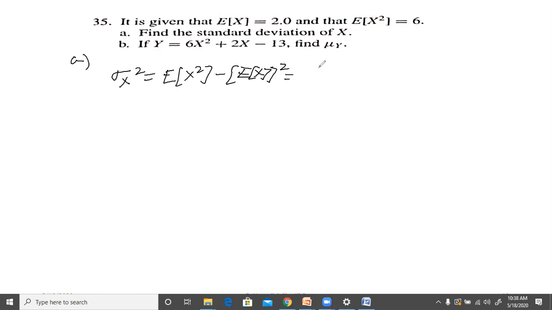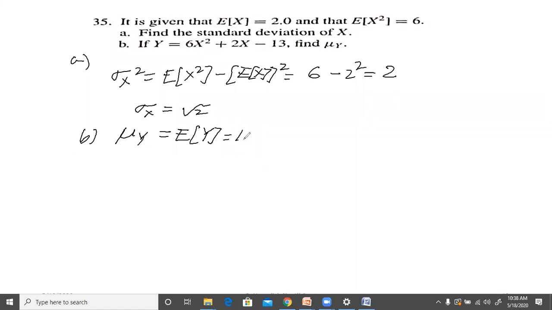So that is 6 minus 2 square, that is 2. So standard deviation is root of this value. Okay, then we have the b. So b is nothing but, we need to find mu of y corresponding to this. So mu y will be equal to E of y.